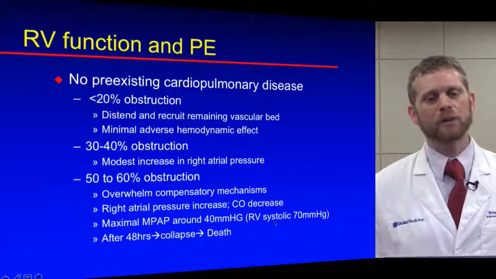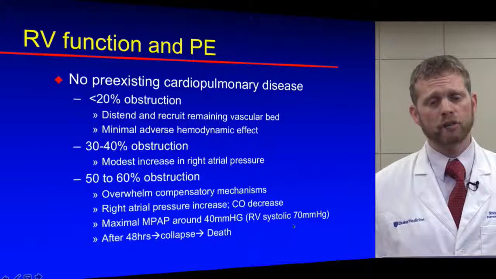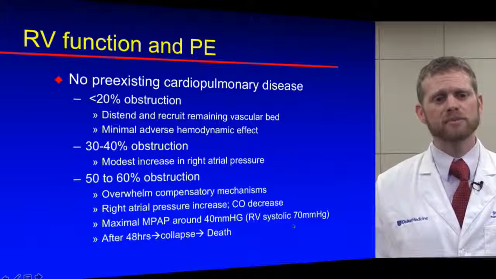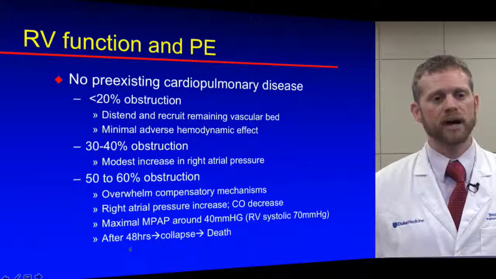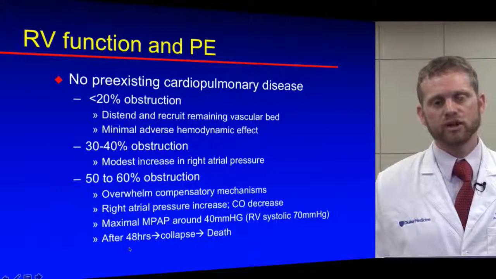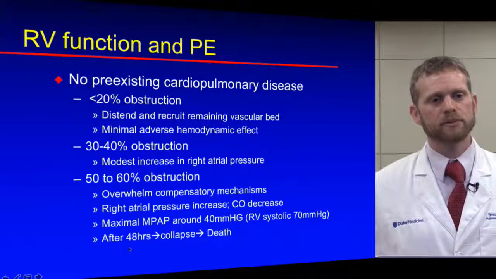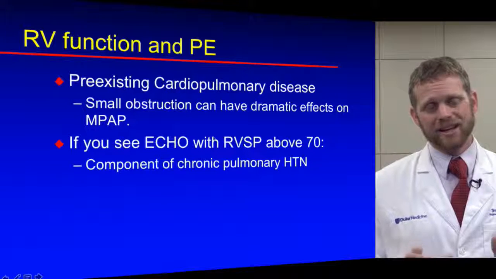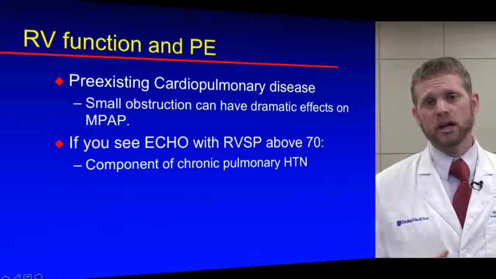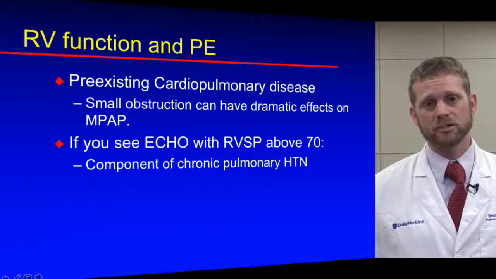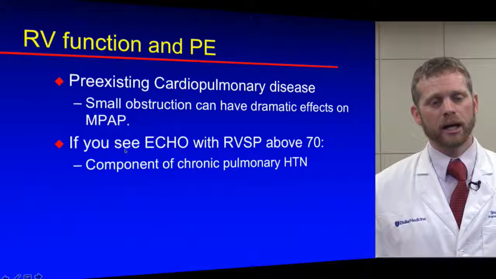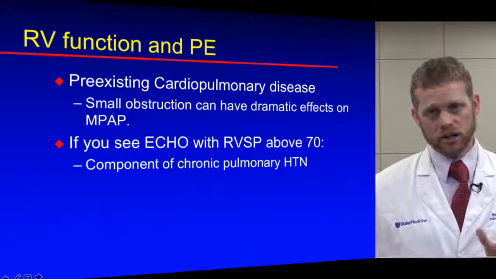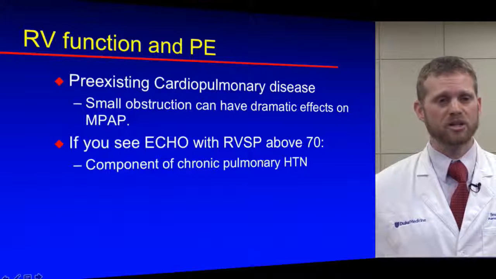So if you get an echo in someone young, no history of cardiopulmonary disease, and they have an RVSP of about 70, that is someone who is maxed out, and if you don't do something about that soon, you're going to lose that right ventricle, you're going to have cardiac collapse. Now, people with pre-existing cardiopulmonary disease, even a small new blood clot is going to have dramatic changes in their mean pulmonary artery pressure. And if you ever get an echo on a person and you see an RVSP over 70, there's a component of that person's pulmonary hypertension that's chronic.